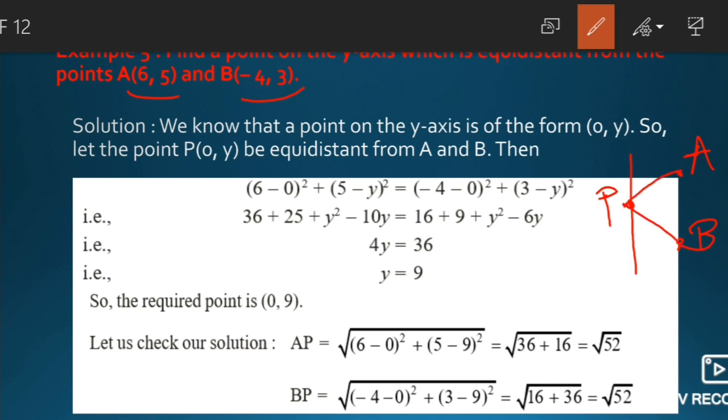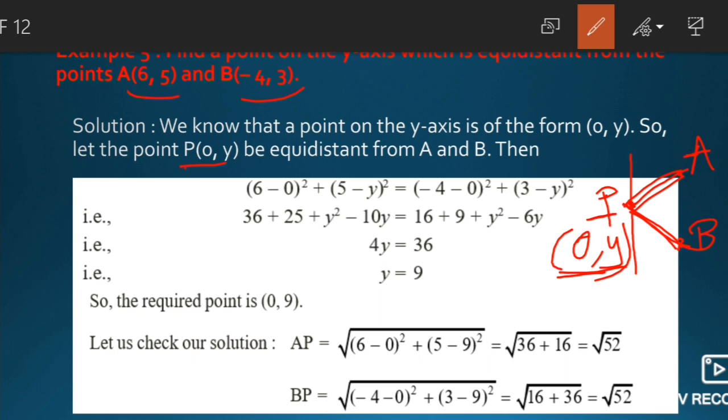Now it is also given that this P is on the y-axis, and I told you any point on the y-axis can be written as (0, y). Since I don't know the coordinates of P and I only know that it is on the y-axis, I am considering the coordinates of P as (0, y). Since it is equidistant from A and B, I can write AP is equal to BP, or you can write AP square is equal to BP square. Now apply the formula.